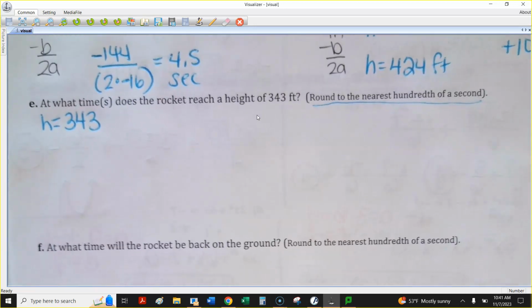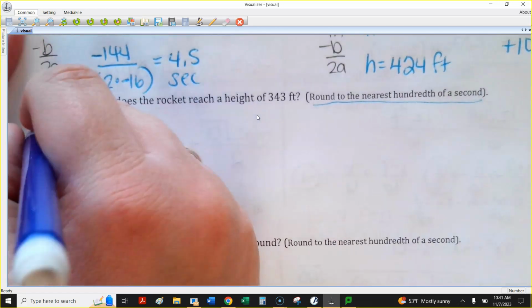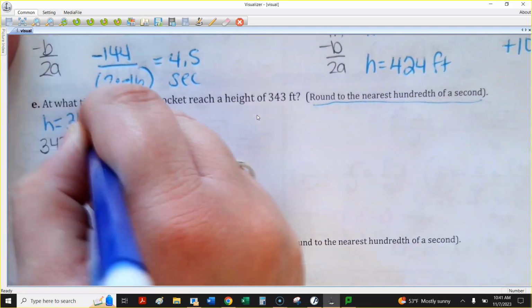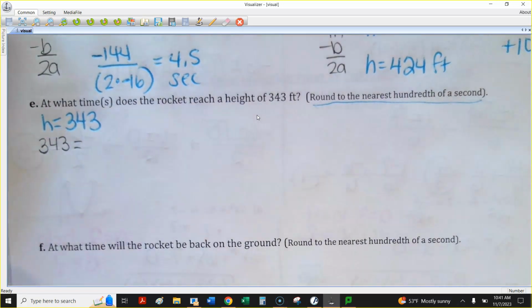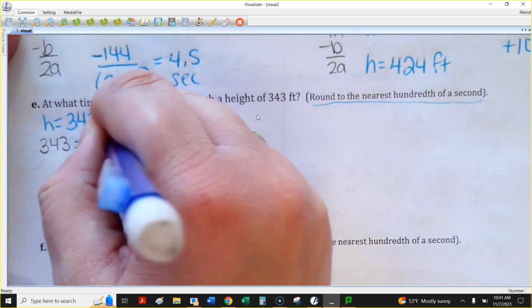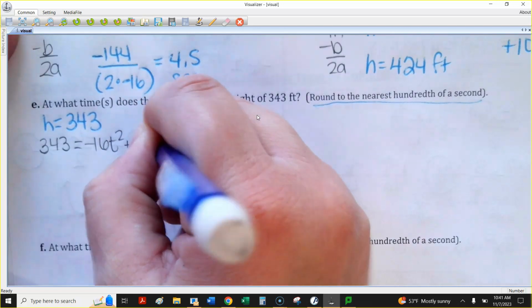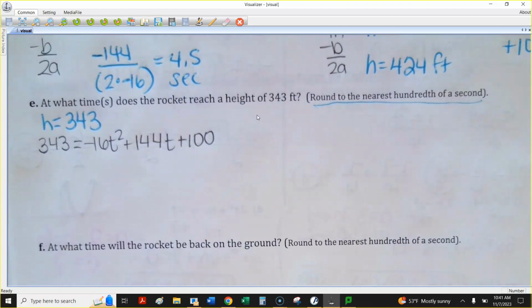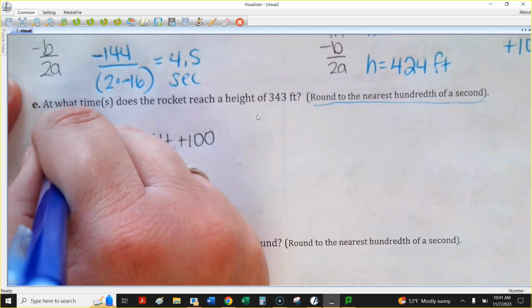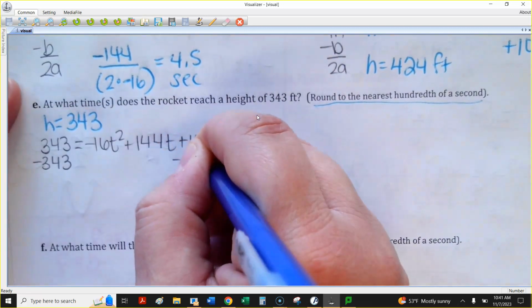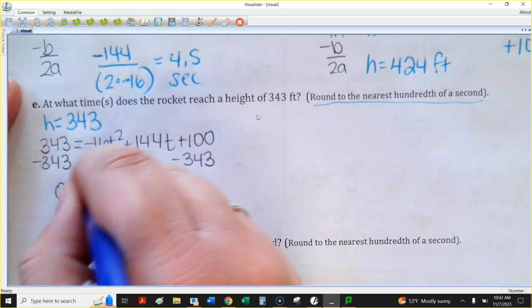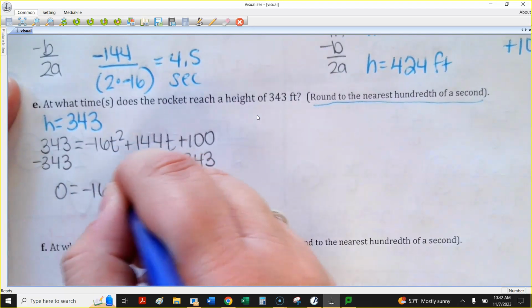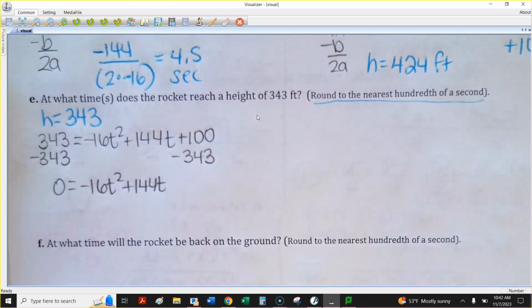Now, all you have to do, we're grabbing the equation at the very top, and in place of the height, I'm going to replace it with 343 because that's what I want to see. So I'm just copying that equation up above. The only difference is I'm putting in 343 in place of the height. Once you're done, just move the 343 real quick to set it equal to 0. So I have to subtract that. So then I get the negative 16t squared plus 144t. And then we're going to do 100 minus 343, which should just give us negative 243.